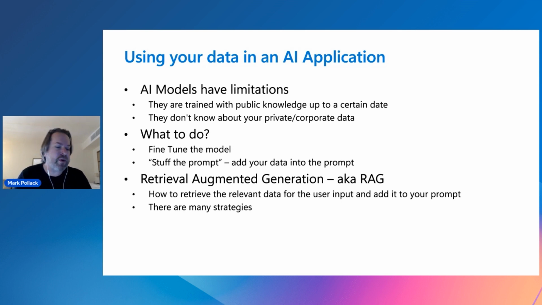And this has given birth to a pattern called Retrieval Augmented Generation. RAG is the three-letter acronym it is known by. So, how do you retrieve the relevant data and add it to your prompt? There's a lot of strategies here. You start Googling for this, you can go down a big rabbit hole. So we try to make it easy and implement common strategies, and I'll demonstrate one of them now.